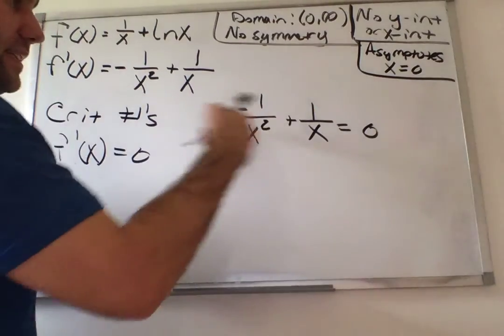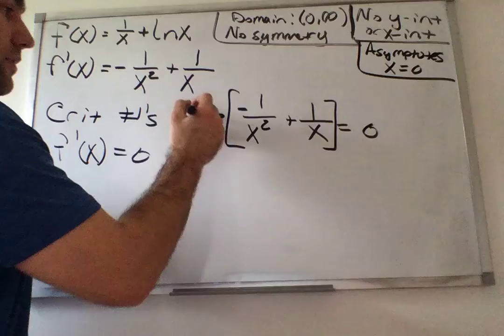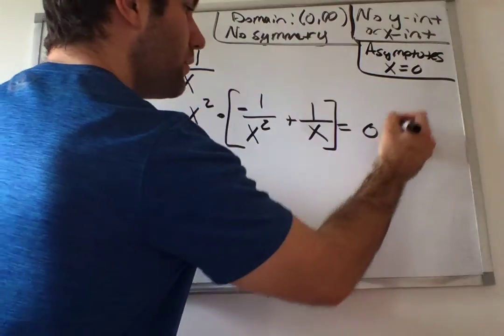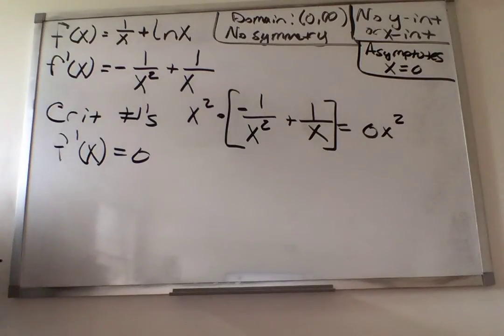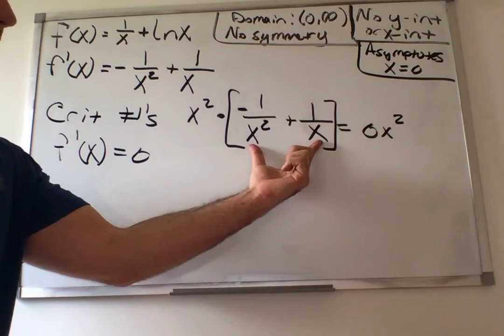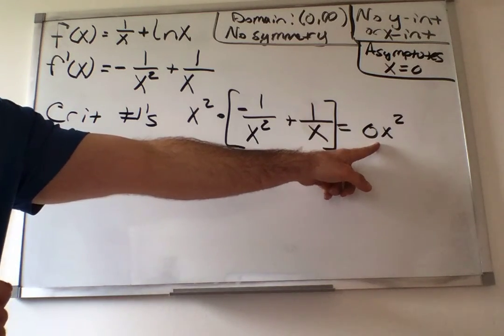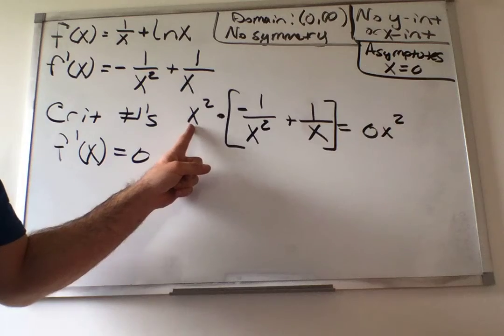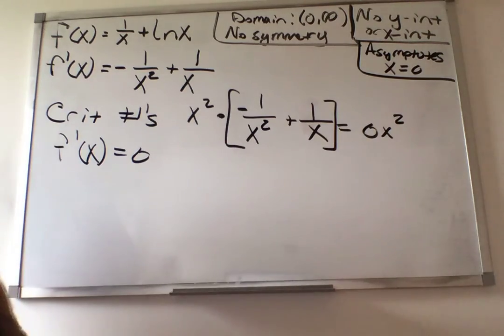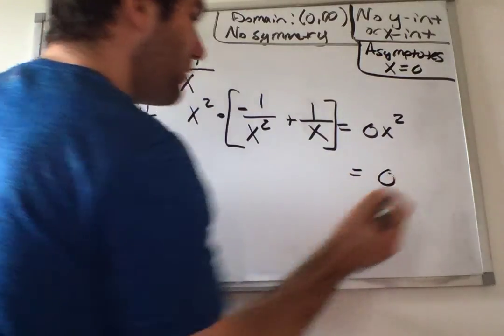Now, since I have x's on bottom, I'm going to multiply both sides of the equation by x squared. I'm multiplying both sides of the equation by the least common denominator of this thing. The reason being is because when I multiply it over here, it's just going to be 0. And when I multiply it over here, it's going to knock out these denominators. Okay? So as I already said, on this right side we get 0.